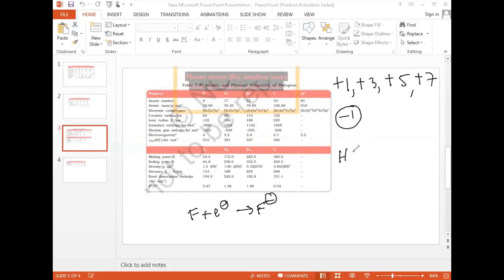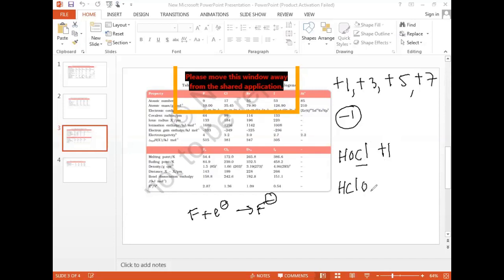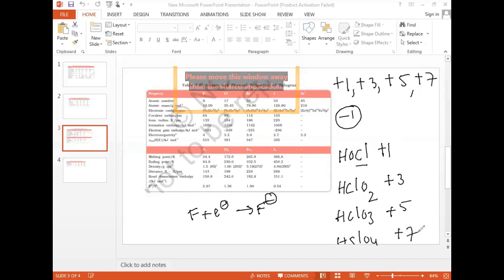I'll take HOCl. In HOCl, what is the oxidation state here for chlorine? It is +1 oxidation state. Then HClO2, we can see +3 oxidation state. HClO3, we can take +5 oxidation state. HClO4, we can take +7 oxidation state.